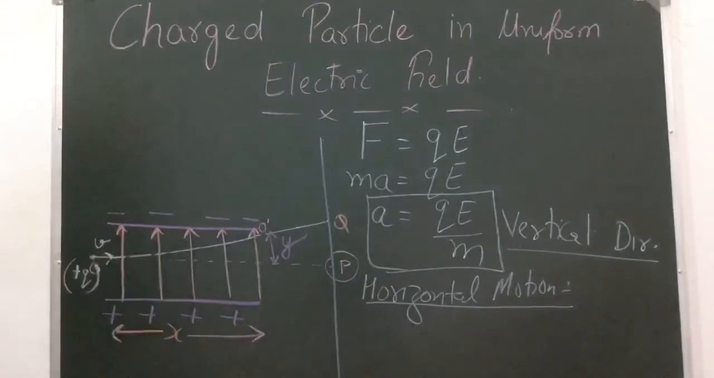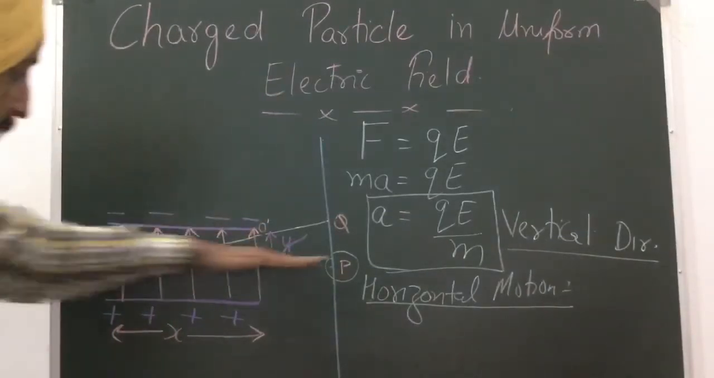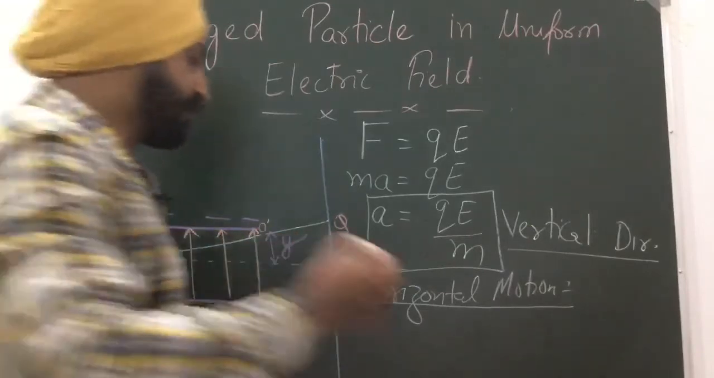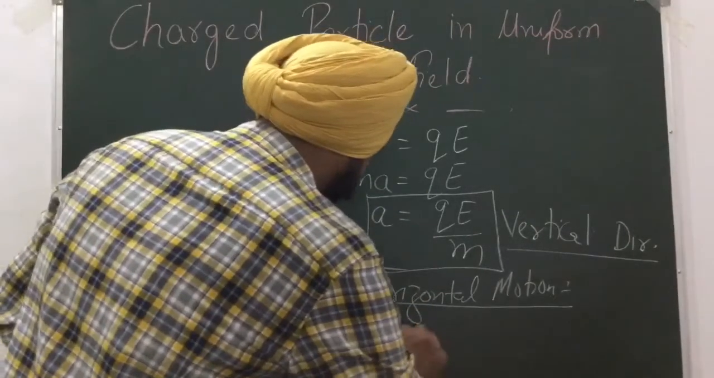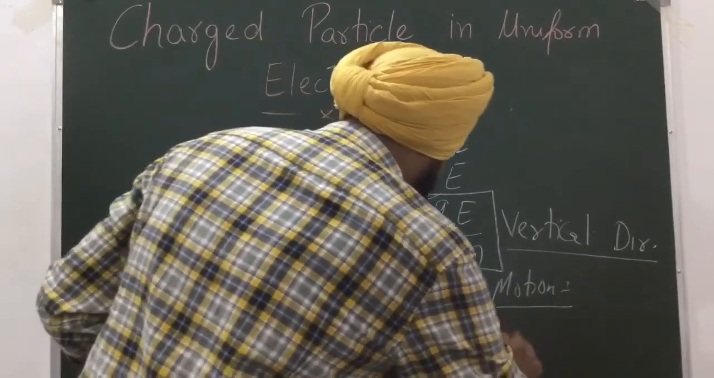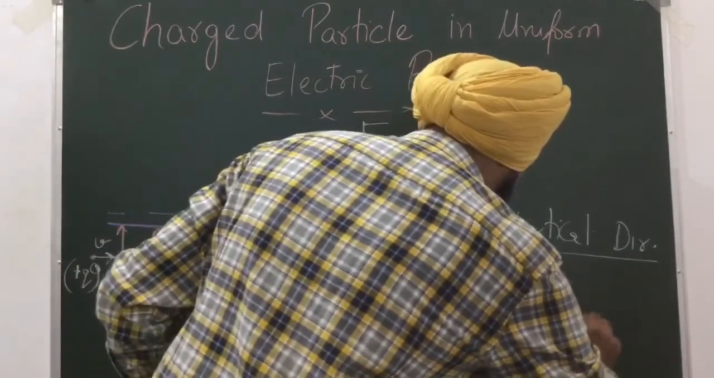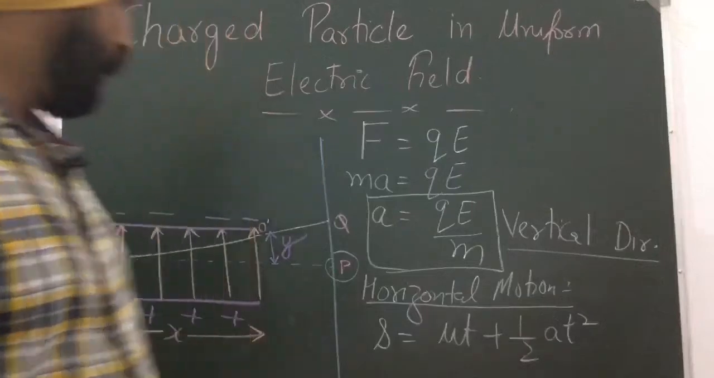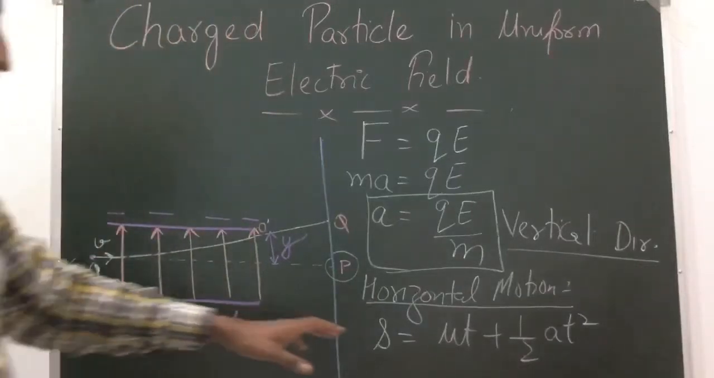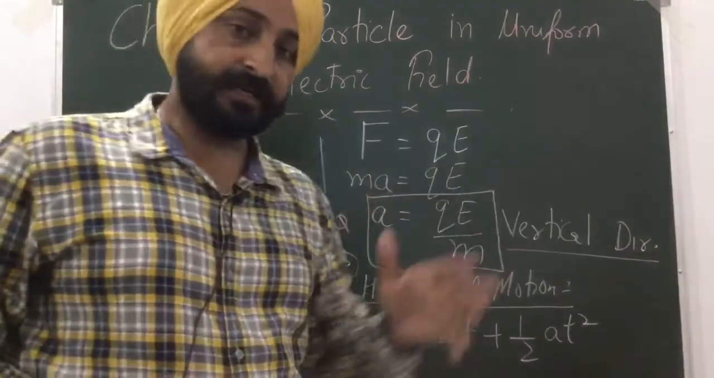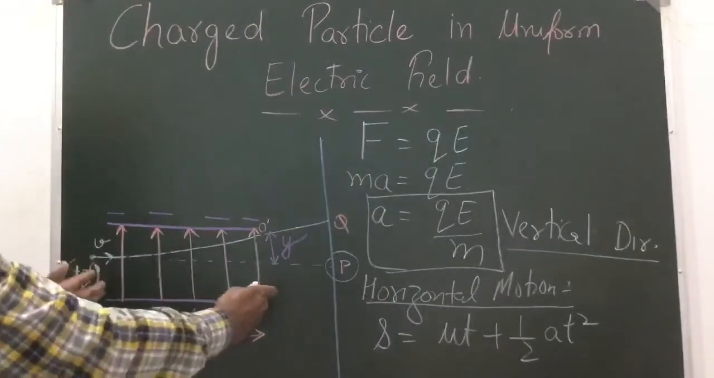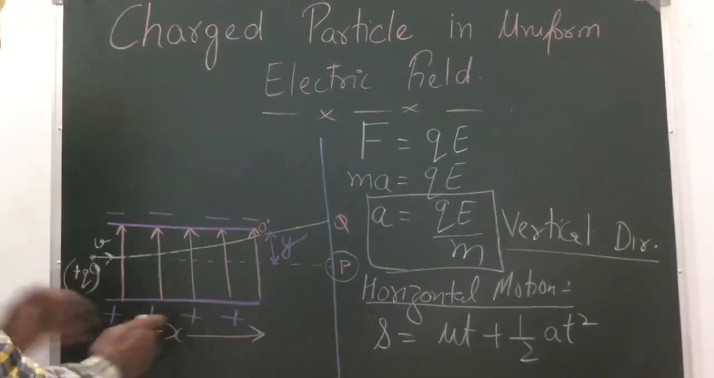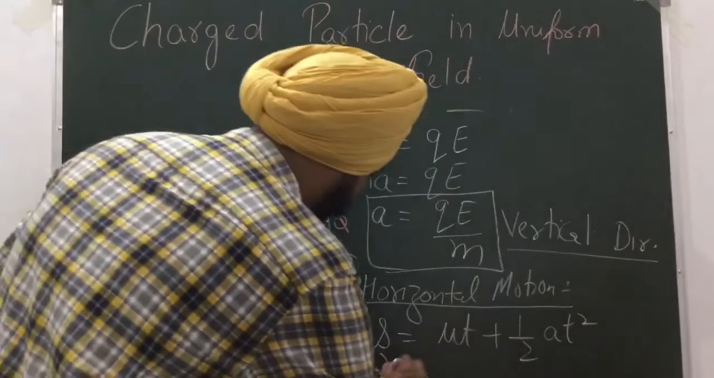See, for horizontal motion, we know horizontal motion is motion in this direction. Let us use the second equation of motion, that is S is equal to ut plus half at square, in horizontal motion. Now in the horizontal path, what is the distance traveled in the electric field? This is the distance traveled. We have taken it as x. So I would be writing x over here.